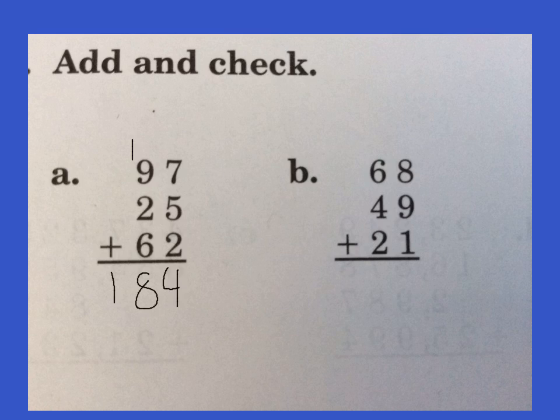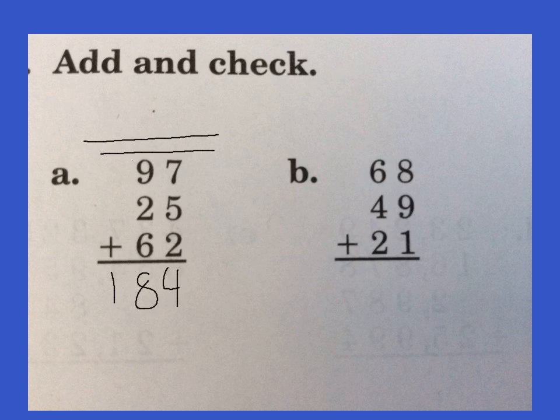But before we circle our answer, let's check it like the directions told us to do. I'm going to erase the 1 that's at the top and make room, because now we're going to add up these numbers, but we're going to go up this way. Let's put 2 lines on top, and these represent checking.